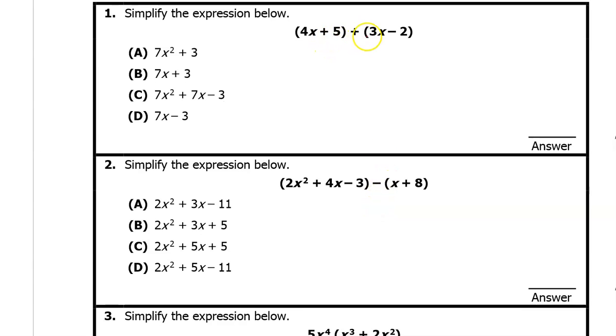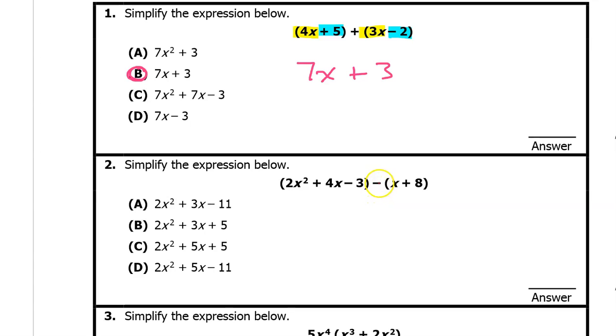Simplify the expression below. For an addition problem, the parentheses really don't matter. So it's just a matter of combining like terms. I see we have a 4x and a 3x, and we have a plus 5 and a minus 2. If we combine the like terms, 4x and 3x make 7x. Positive 5 and negative 2 make positive 3. So 7x plus 3, and the answer is B.